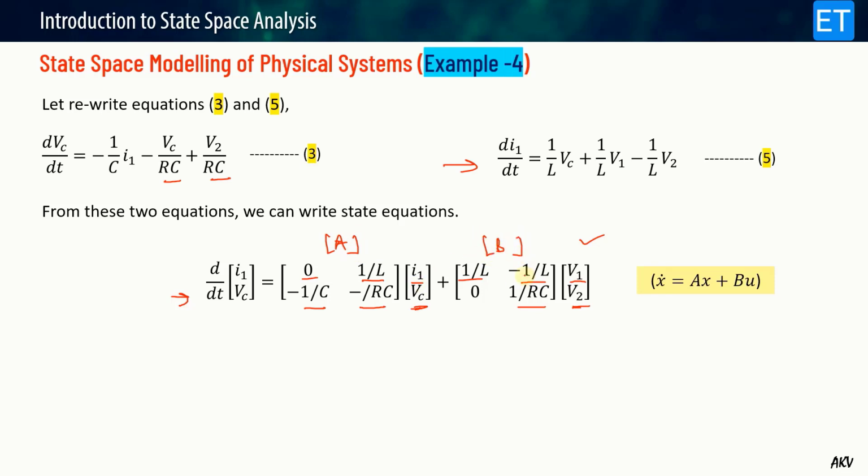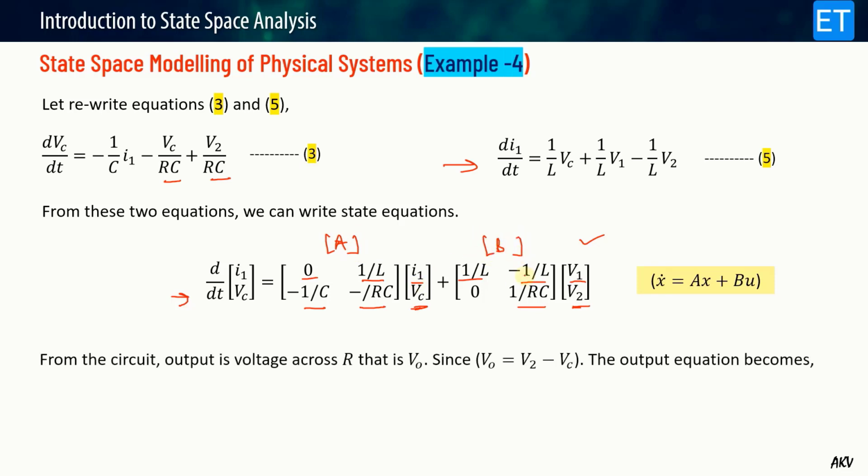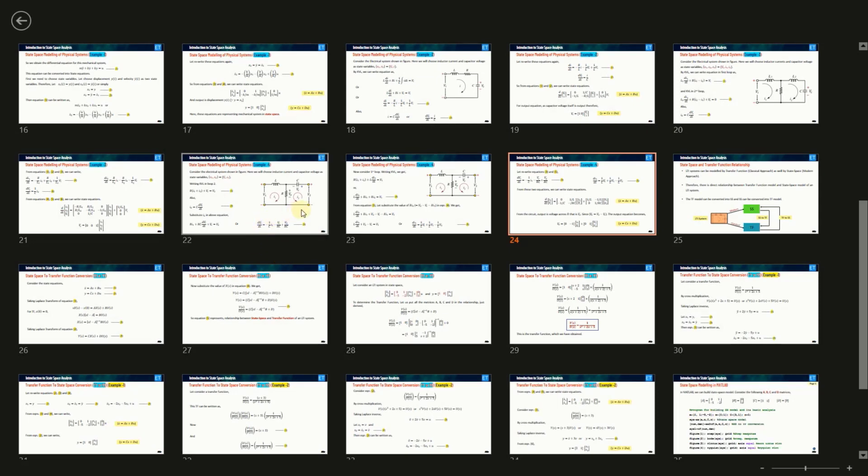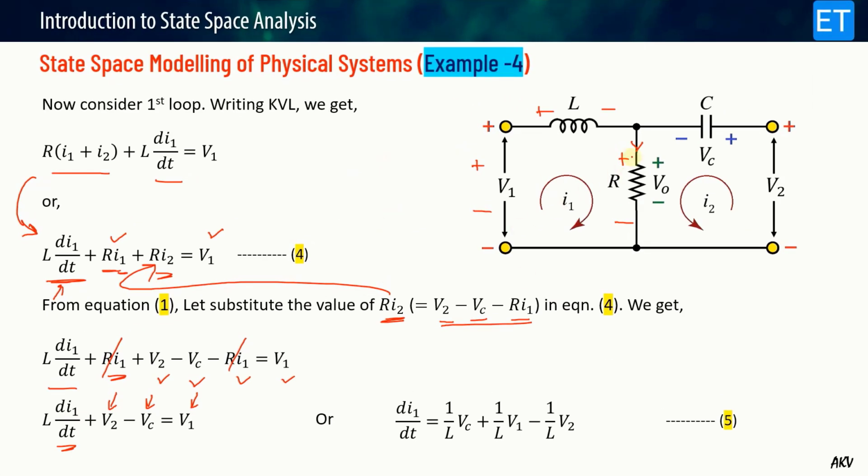And now let me write the output equation. So what is the output? If you have seen the circuit, you can see that this output is represented across this resistance, that is V0. So the voltage across the resistance is the output. The expression of V0 is actually R into I1 plus I2. So that I can again achieve from equation 1.